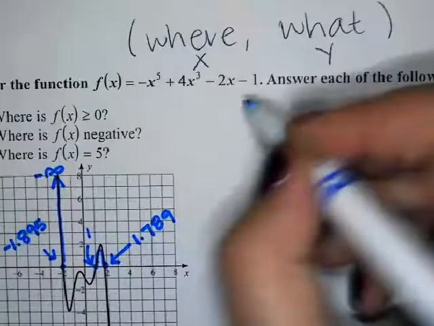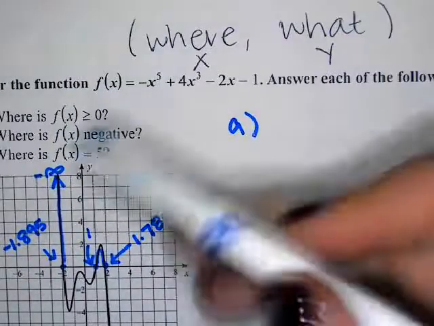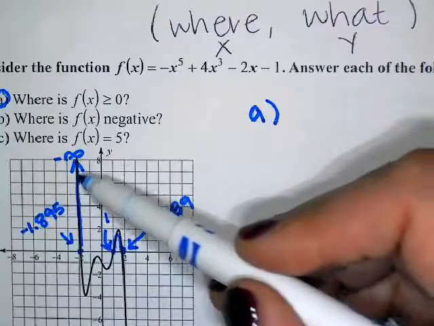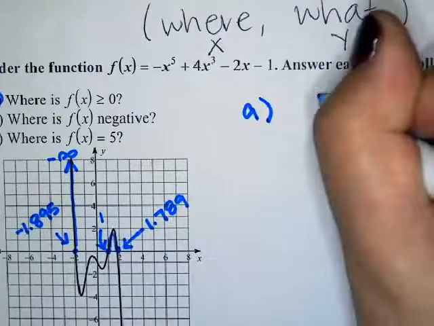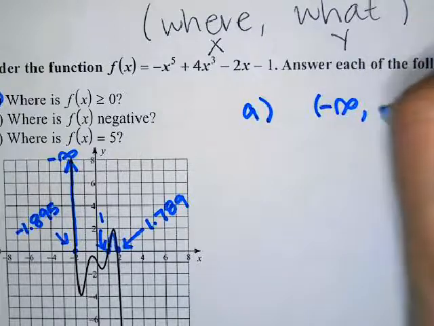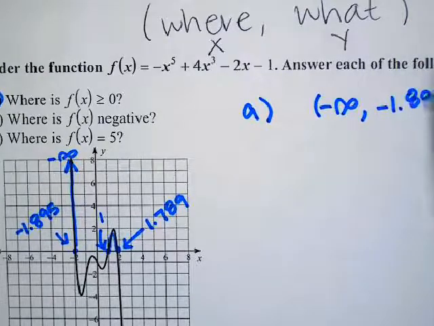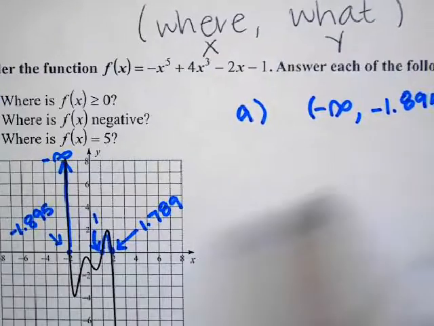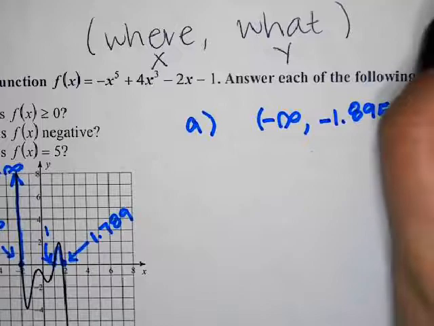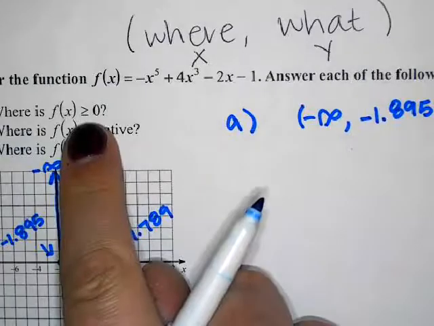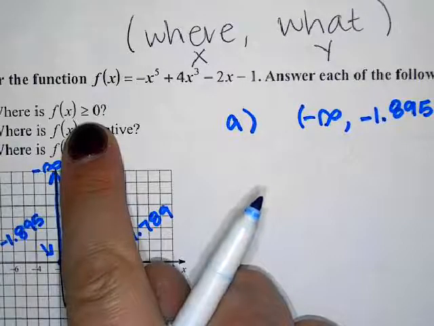The first set of x values are what? Okay. And the -1.895, does that get a bracket or a parenthesis? A bracket, because you can touch it, it equals 0, and the question is asking about what equals 0. So it should be included, okay?